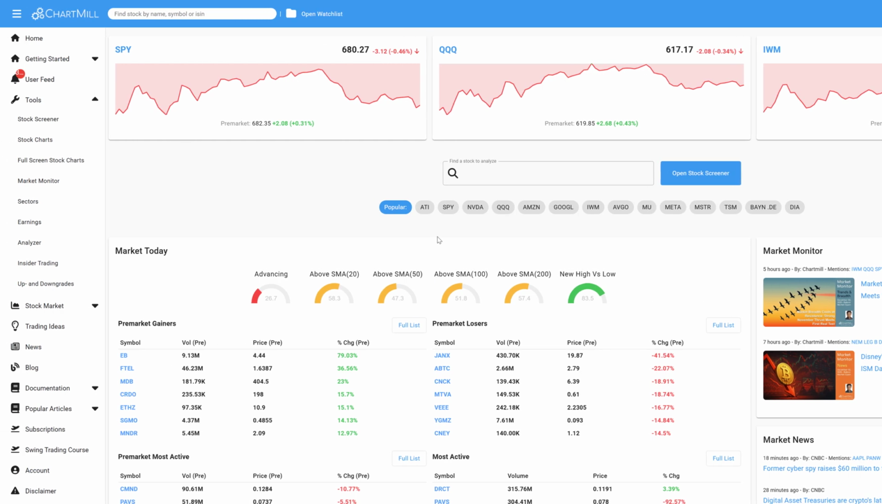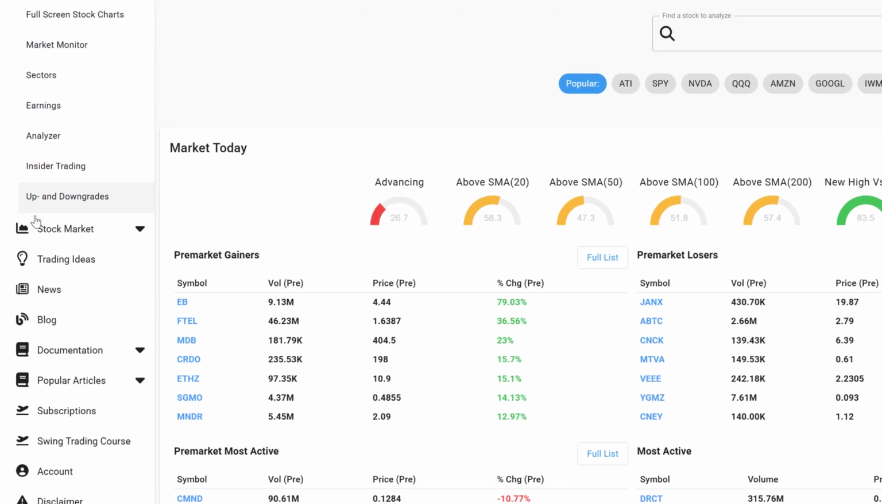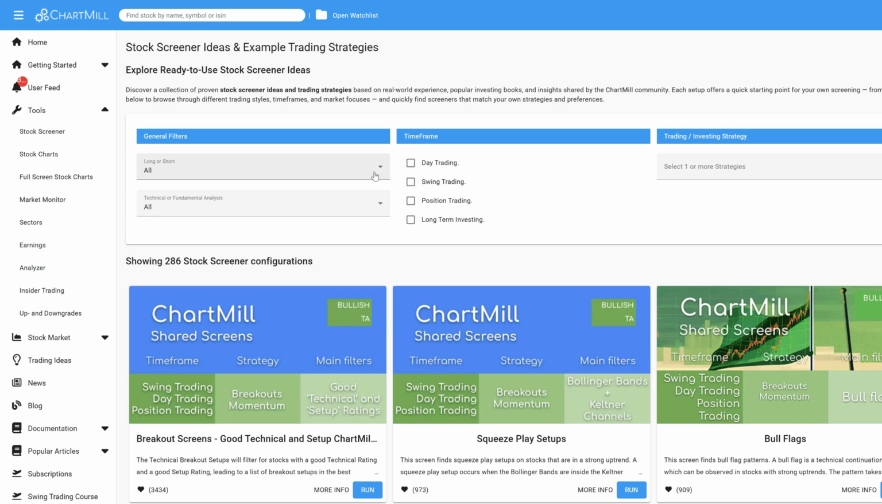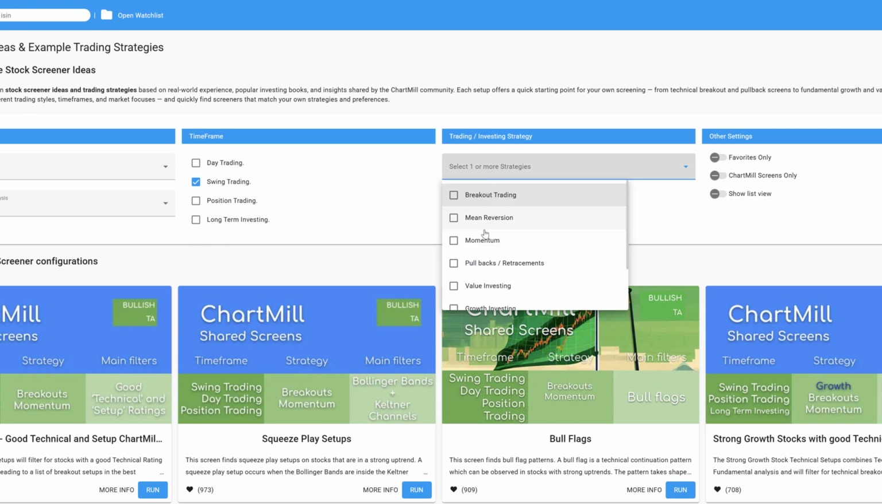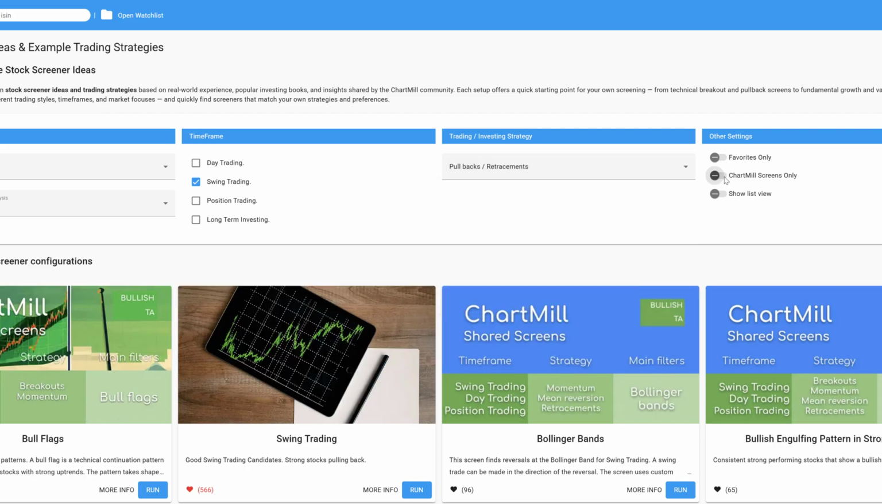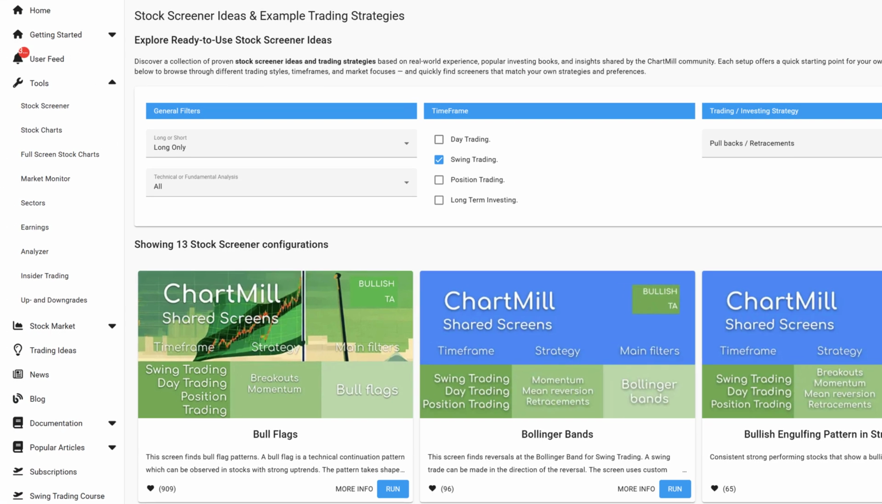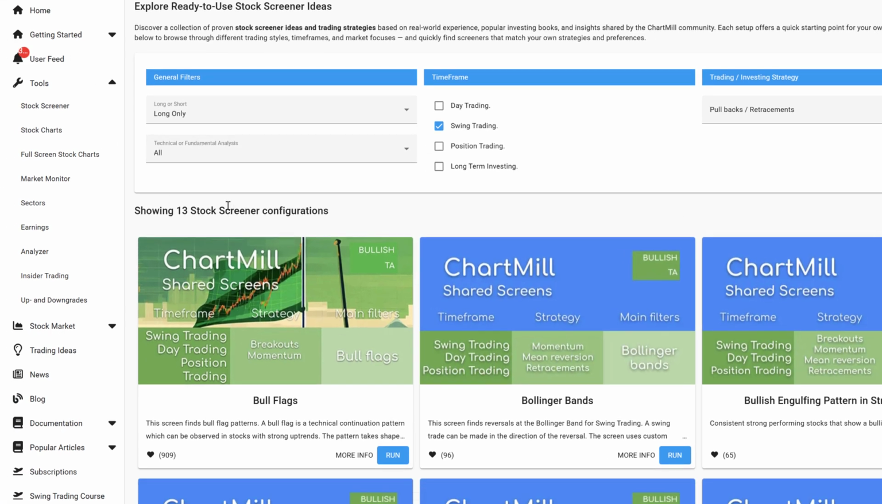I'm starting on the Trading Ideas page, which you can open directly from the main menu. As I mentioned, I'm only interested in long swing trade setups. Because the market pulled back a bit yesterday, I'm specifically looking for pullback setups. I also select ChartMill screens only. In total, there are 13 trading ideas available, and one of my all-time favorites is the bull flag setup.